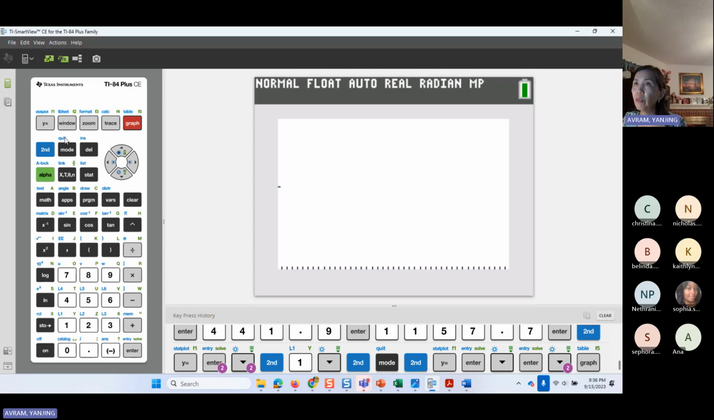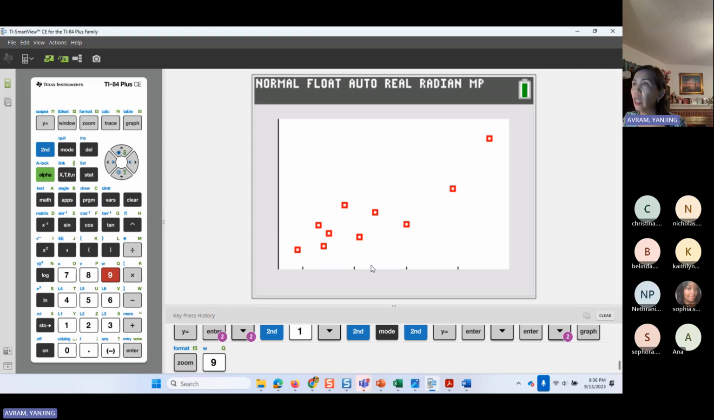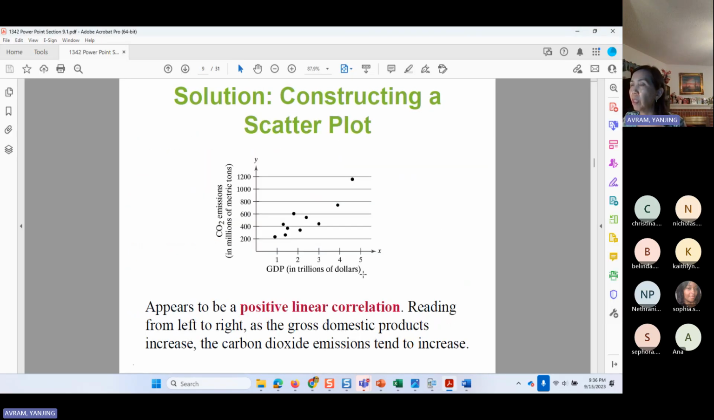When you hit graph, if you don't see anything, go to Zoom, right? Zoom number 9 is ZoomStat. Now we can see this one. This is our scatter plot. Okay, so that should be a linear relationship. So this one looks like when GDP goes up, the carbon dioxide, CO2, also goes up. All right. So that is the scatter plot we have in here. You can see this one is a positive linear correlation, right?